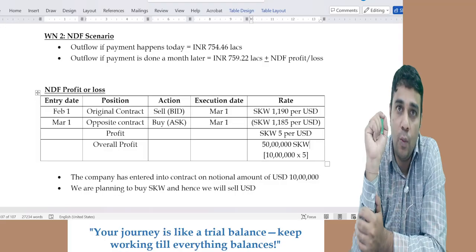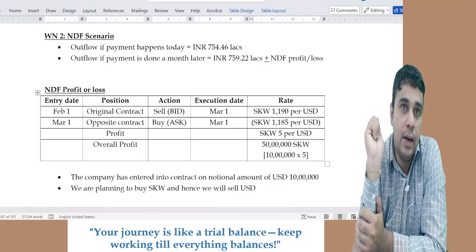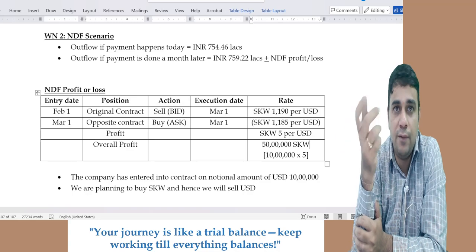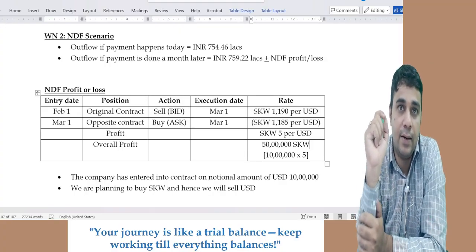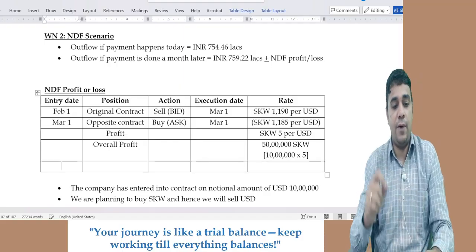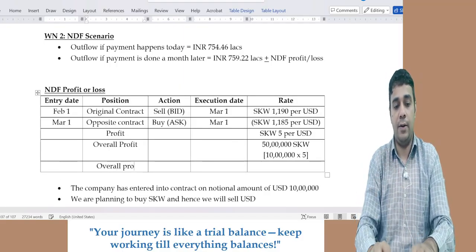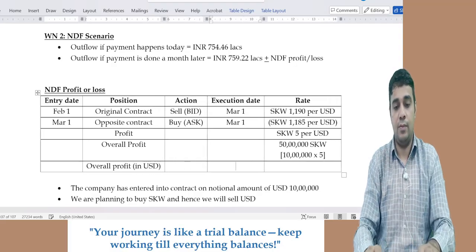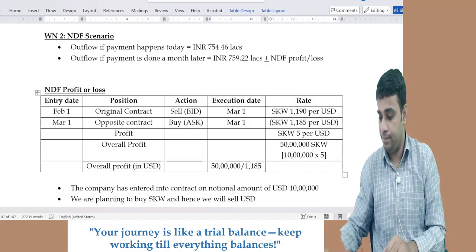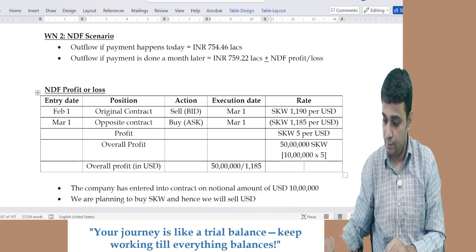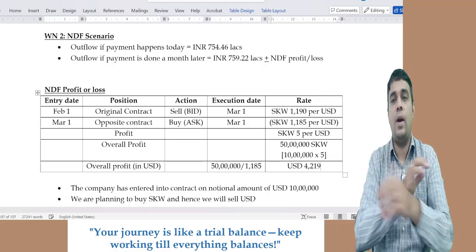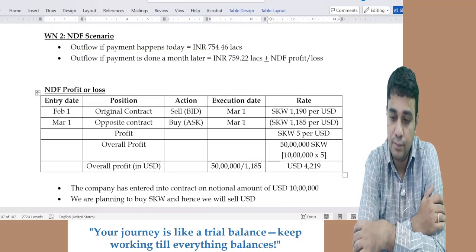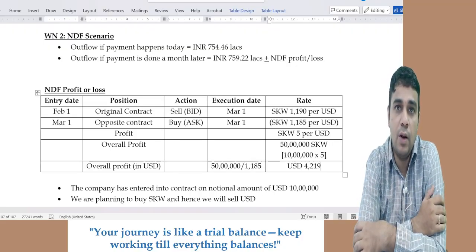He will use the rate of 1185 and give me dollars. Can he give me SKW itself? It depends on the terms. ICI has said he will give you dollars at the settlement rate. So the final answer, overall profit in USD, is 50 lakh divided by the 1185 settlement rate. I'll get a very insignificant amount, USD 4219.